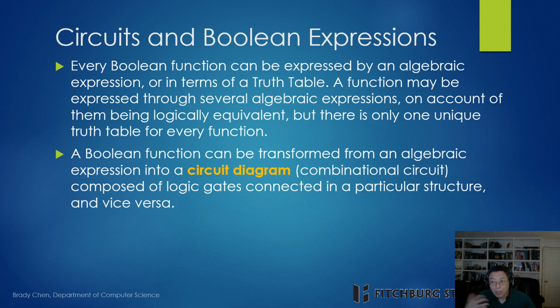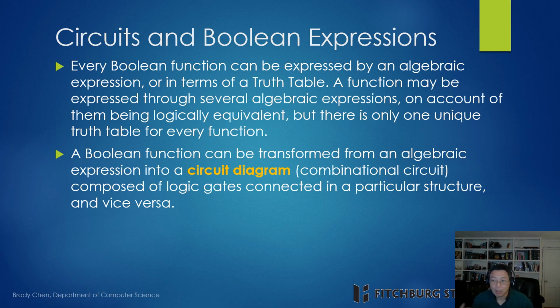Now, from one side, every Boolean function can be expressed by an algebraic expression in terms of a truth table. So a function may be expressed through several algebraic expressions on account of them being logically equivalent, but there's only one unique truth table for every function.